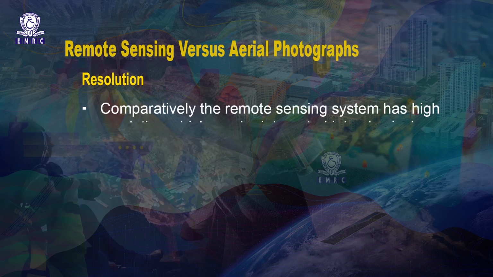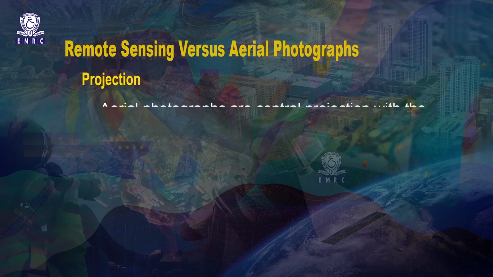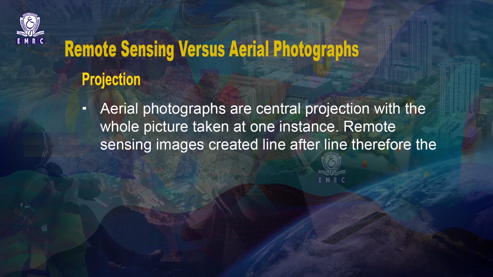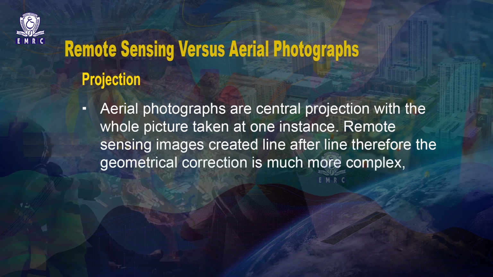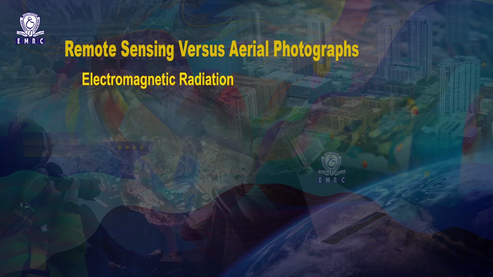Resolution. Comparatively, the remote sensing system has high resolution, which can be integrated into the physical equation of the energy balance. For example, projection. Aerial photographs are central projection, with the whole picture taken at one instance. Remote sensing images are created line after line, therefore the geometrical correction is much more complex, with each line needing to be treated as a central projection.